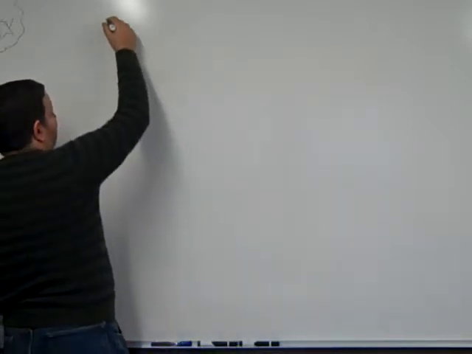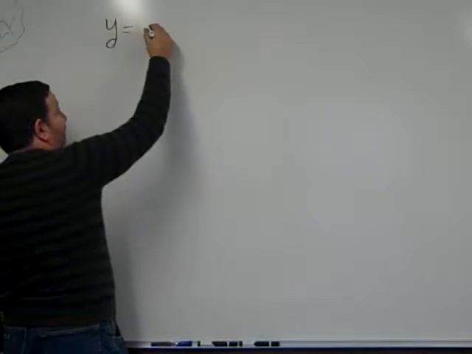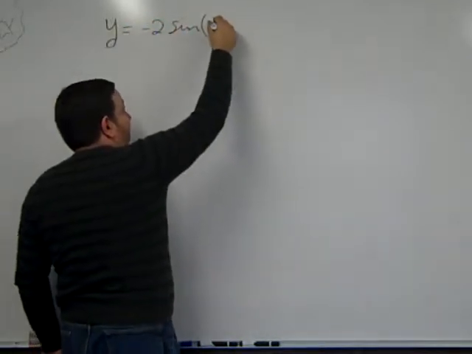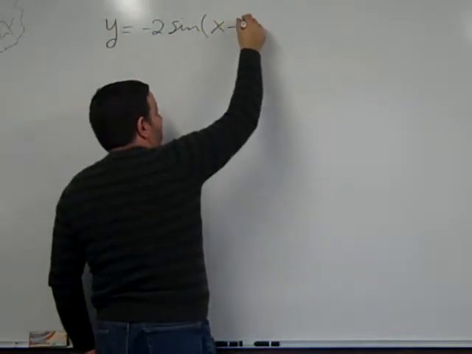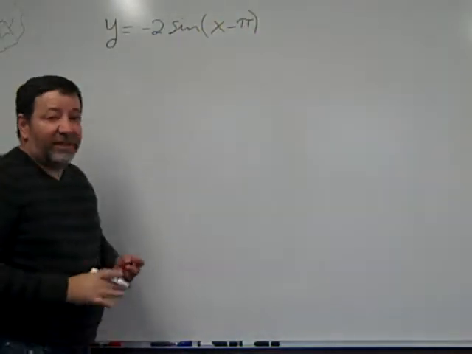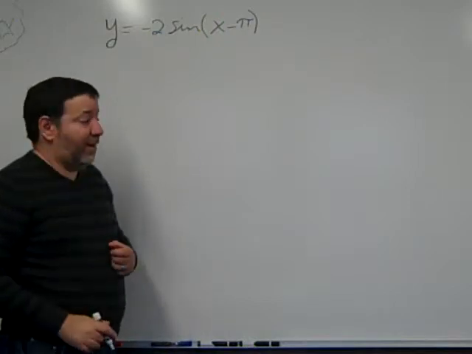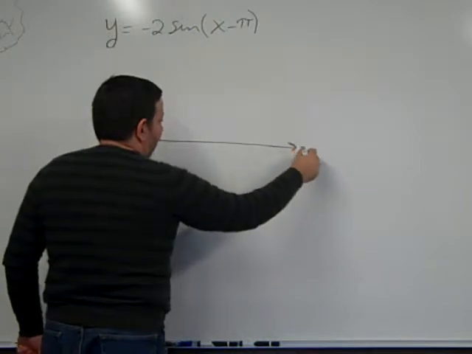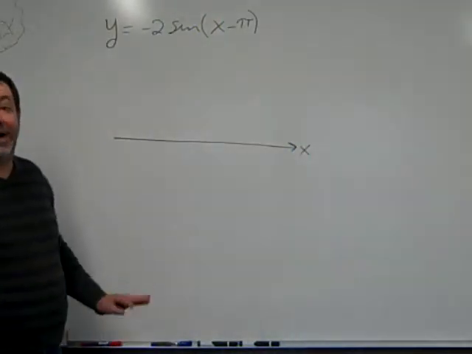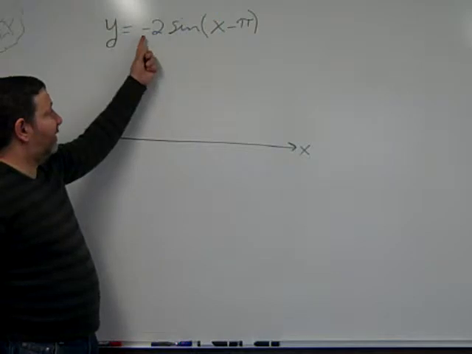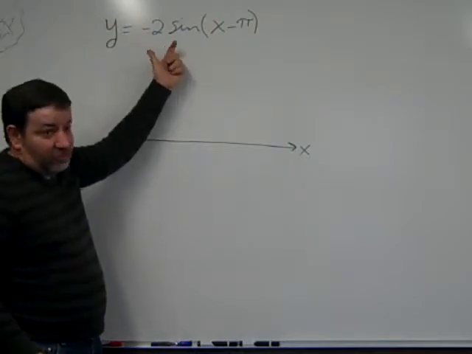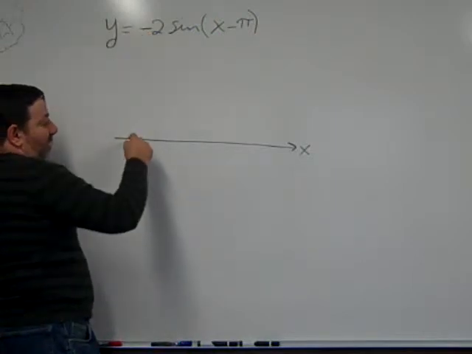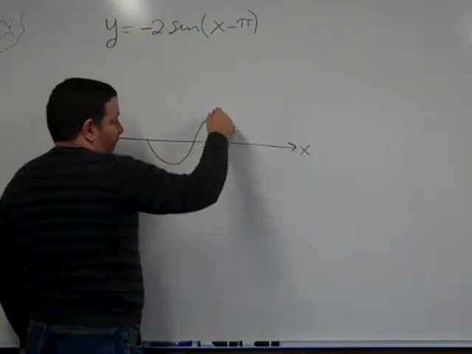Suppose you were asked to graph y is equal to -2 times the sine of the angle x minus pi. First thing you should do is draw your sine graph. This will be the x-axis. I don't know where the y-axis goes yet. Since it's a -2 sine graph, that is, since it's negative, I draw my sine graph upside down.